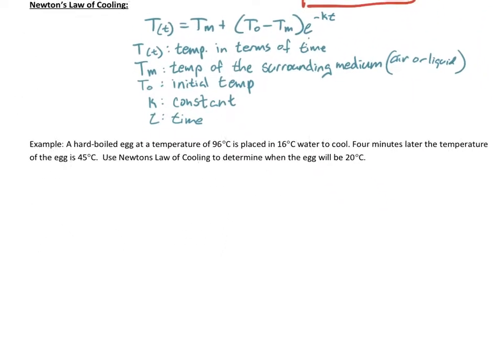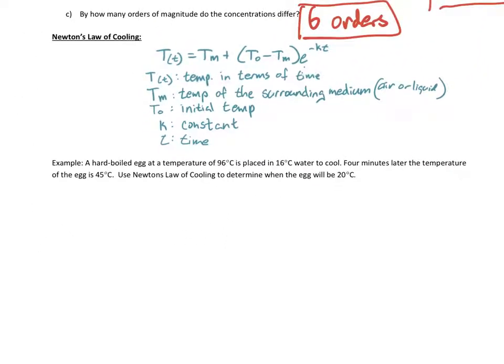All right, so let's give this formula a try with a problem. A hard-boiled egg is at temperature 96 degrees Celsius and is placed in 16 degrees Celsius water to cool. 4 minutes later, the temperature of the egg is 45 degrees Celsius. Use Newton's law of cooling to determine when the egg will be 20 degrees Celsius.